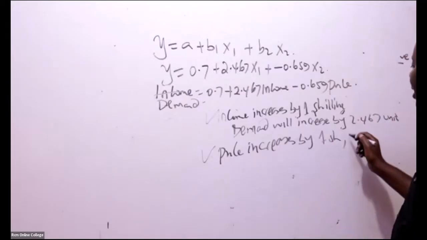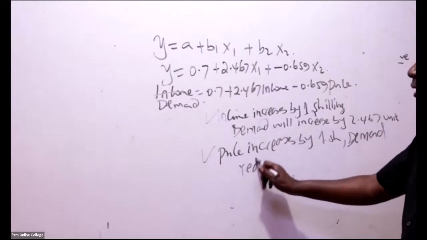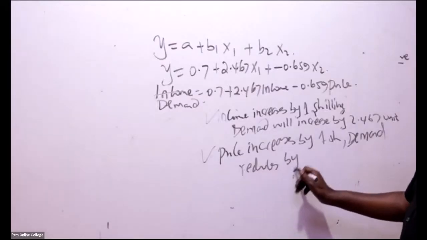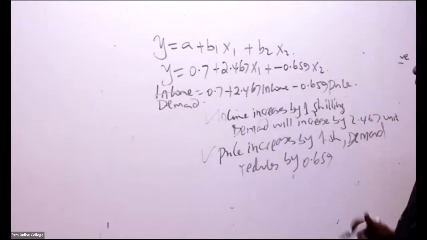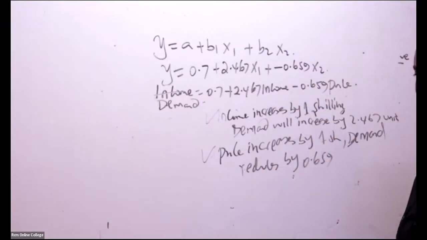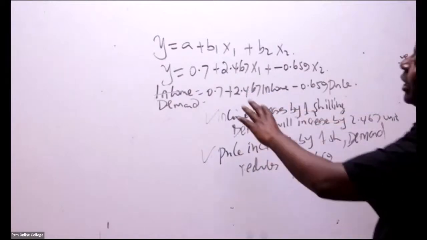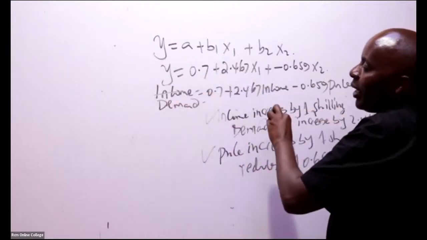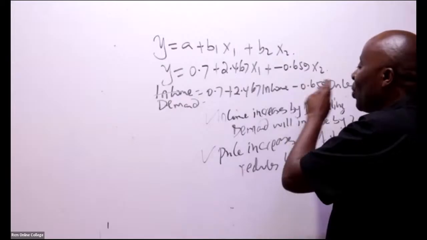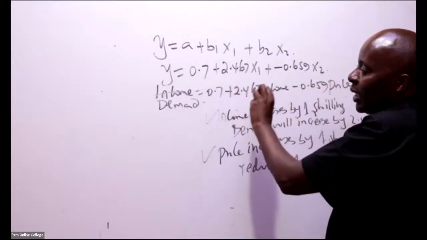Then demand reduces by 0.659 because of the negative relationship. Because they wanted you to interpret this, 0.7 is the constant demand. That demand which does not depend on income and price. If income and price were to be 0, then the demand that is guaranteed is 0.7.